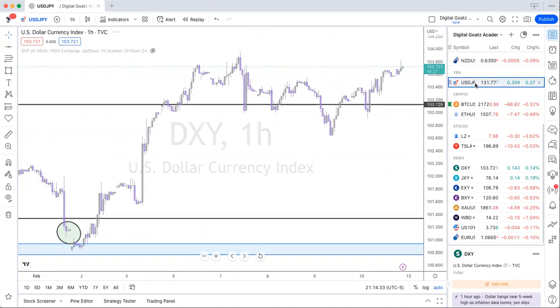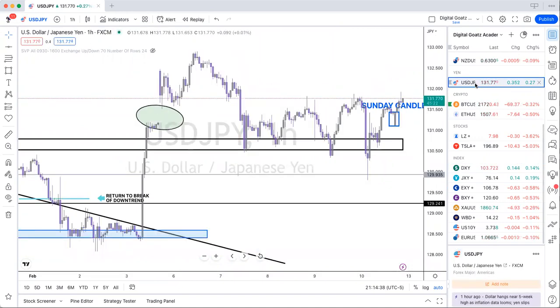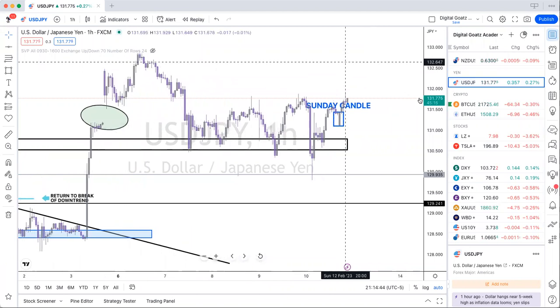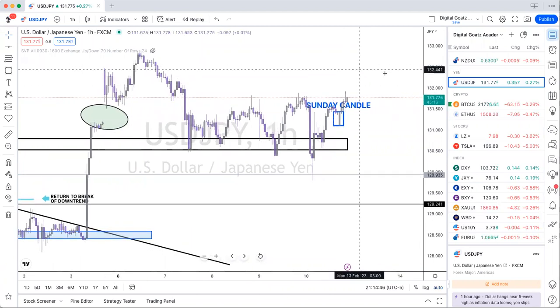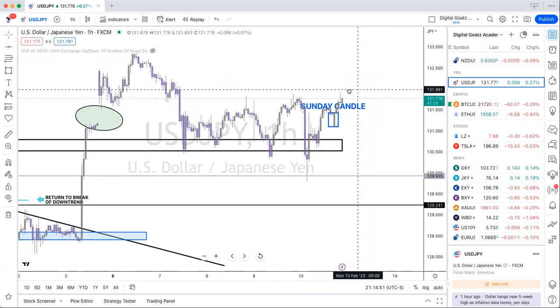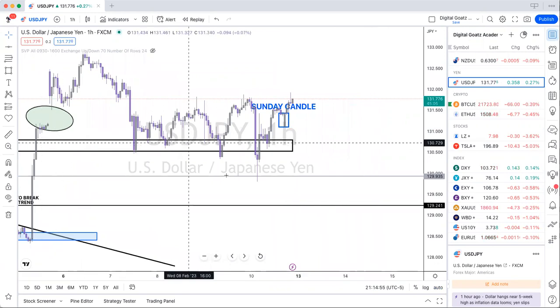But let's just look at UJ before I go into the Japanese yen. Now, UJ, if you always follow me, I mentioned a Sunday candle. I always mark the Sunday candle if I catch it for that currency pair, right? This is universal. You can use this for any currency pair other than cryptocurrency, just because I haven't done the backtesting for this, guys.